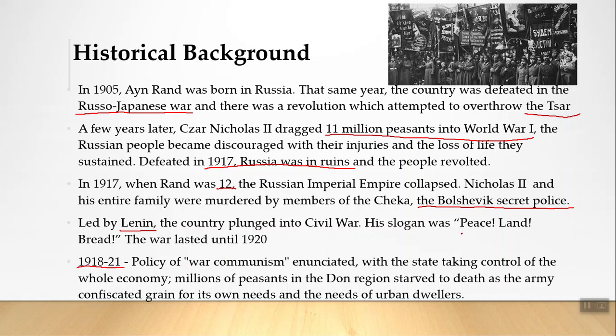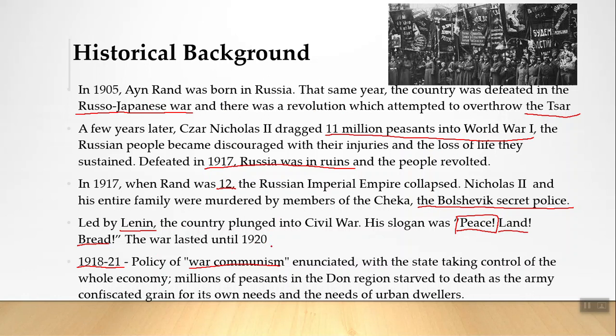Essentially, they had peace as part of their slogan, and then they enact a policy of war communism, which means that they're able to have war if it's to perpetuate communism. In terms of land, they wanted all of the land to be equally distributed, and in terms of bread, they wanted to not go through the famines and the starvation that they had gone through in the Russo-Japanese War and then also in World War I, right?